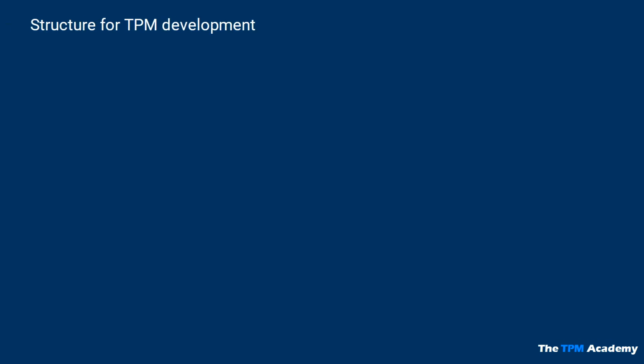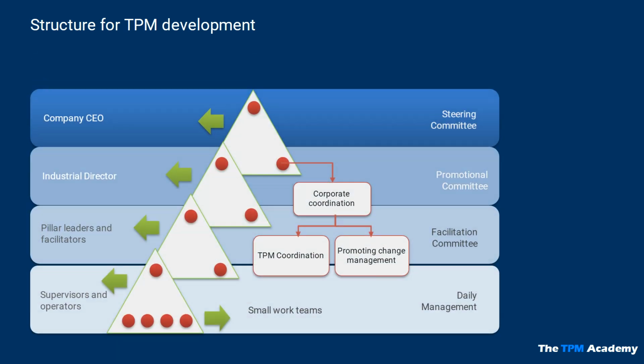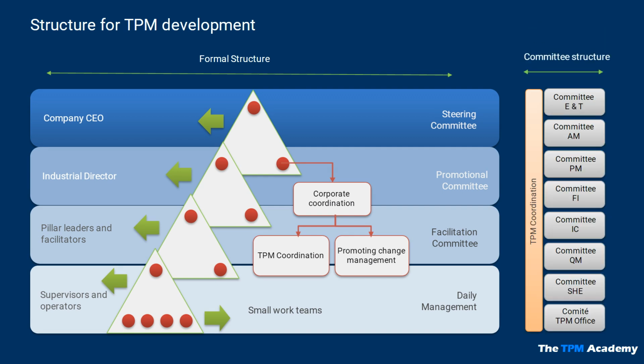The structure suggested by the Japan Institute of Plant Maintenance, for the development of TPM at the corporate level is shown in this chart. Two types of structures are identified: a formal one represented by the company organization chart, and an informal one, built around the TPM pillar committees. The formal structure is integrated within the company hierarchy, and consists of 4 levels of working teams: Executive or Top Management Committee, Promoter Team in the Industrial Operations, Facilitation Team or TPM Leader, Teams for Daily Management.